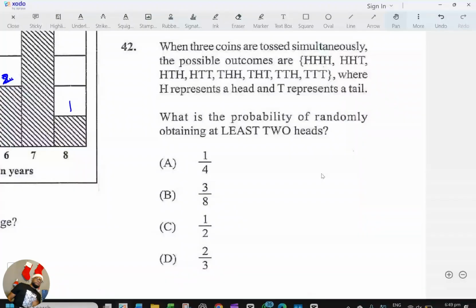When 3 coins are tossed simultaneously, the possible outcomes are: heads heads heads, heads heads tail, heads tail heads, heads tail tail, tail heads heads, tail heads tail, tail tail heads, tail tail tail. These are all the possible outcomes when you flip a coin.